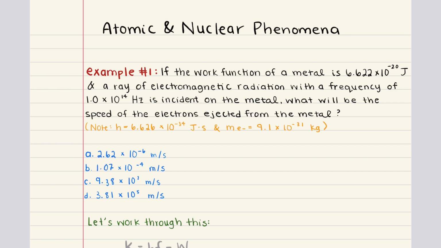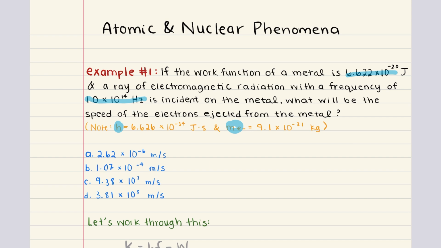Problem number 1 says, if the work function of a metal is 6.622 times 10 to the minus 20 joules, and electromagnetic radiation with a frequency of 1 times 10 to the 14 hertz is incident on the metal, what will be the speed of the electrons ejected from the metal? And here we're given Planck's constant, and we're given the mass of the electrons.